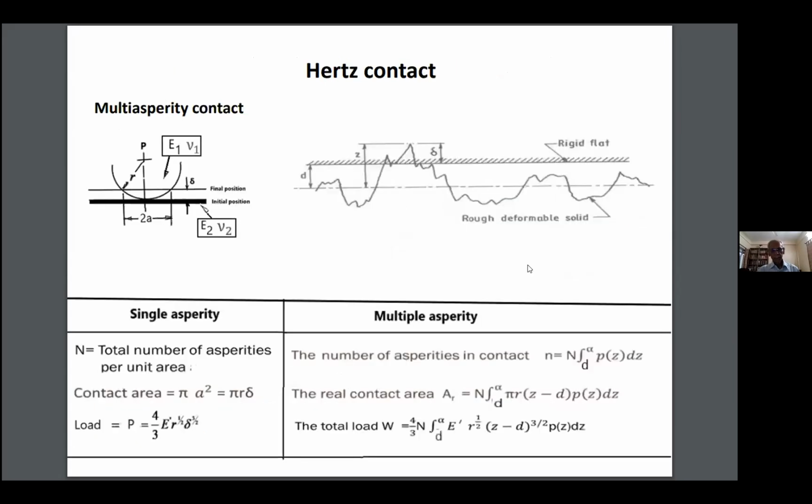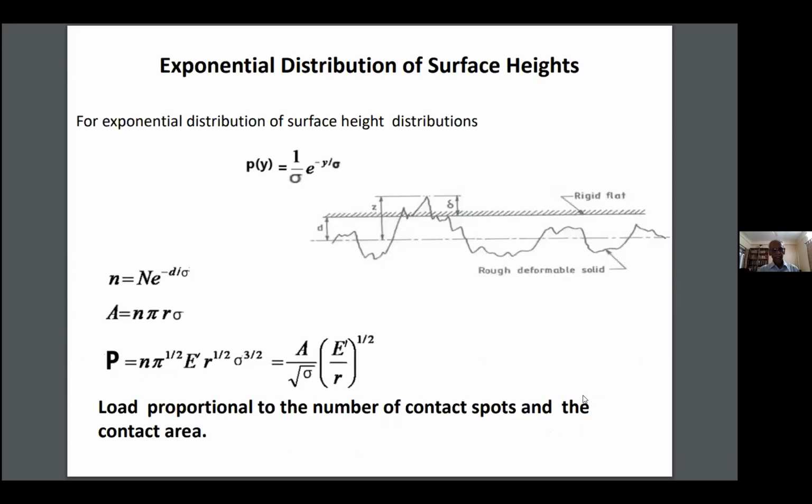If we put this exponential distribution here, here, and here, it is simple, we can analytically solve this, and we can show that the total number of asperities in contact is n into exponential to the power minus d by sigma, sigma being the standard deviation of the equivalent surface, and the area is n, number of asperities in contact, pi r sigma.